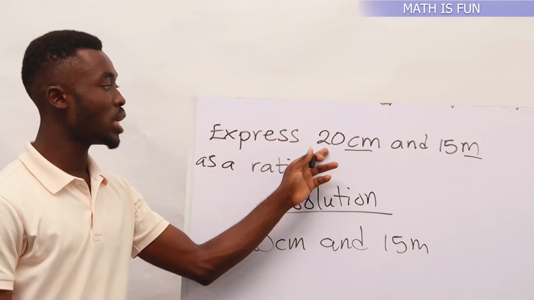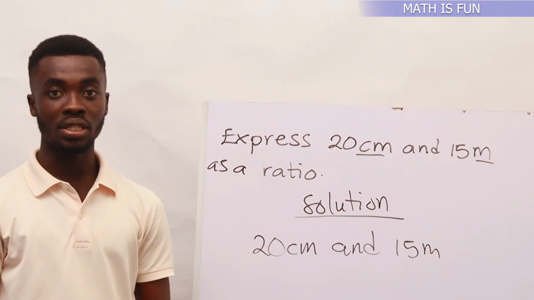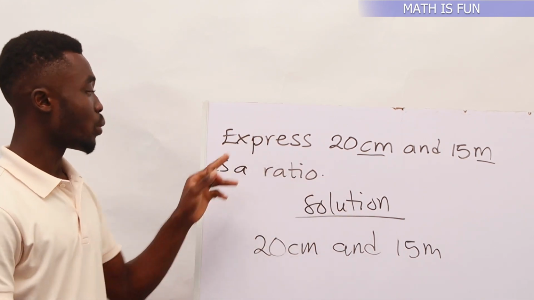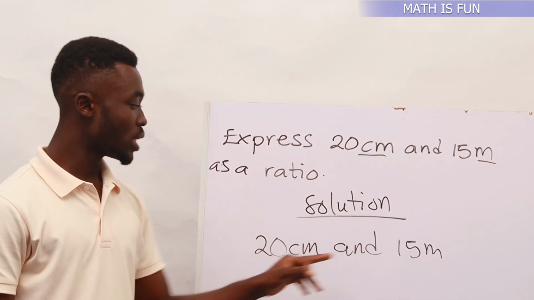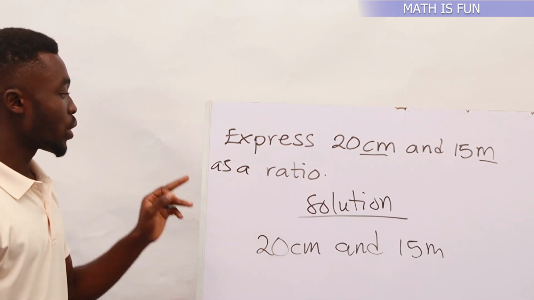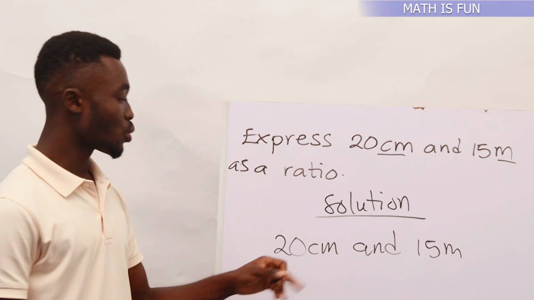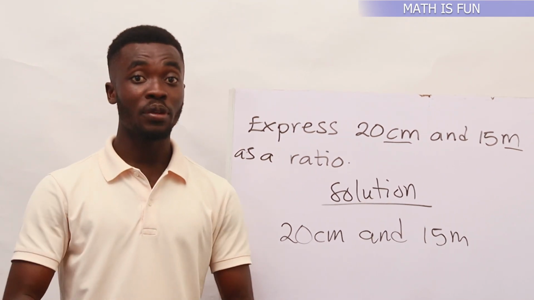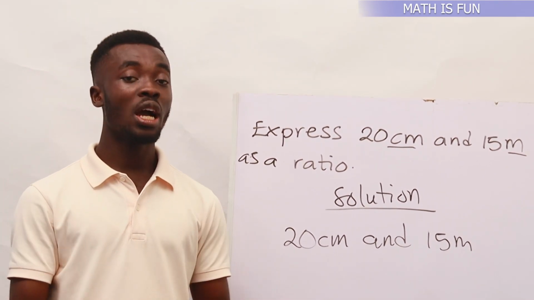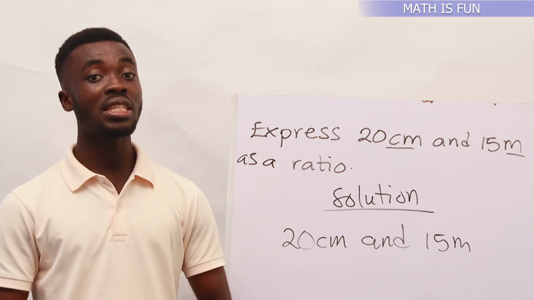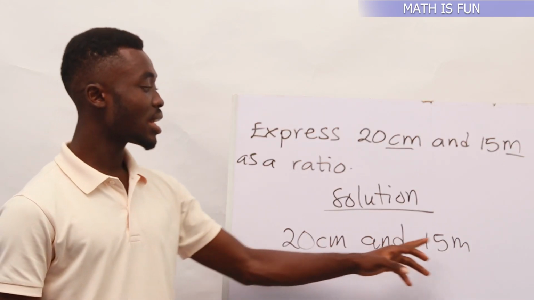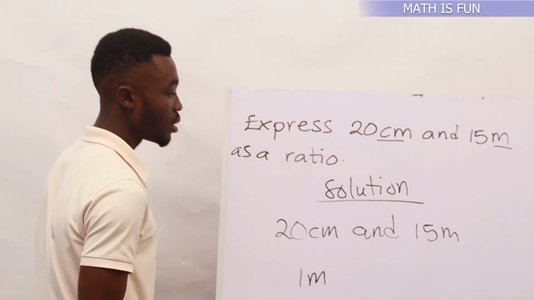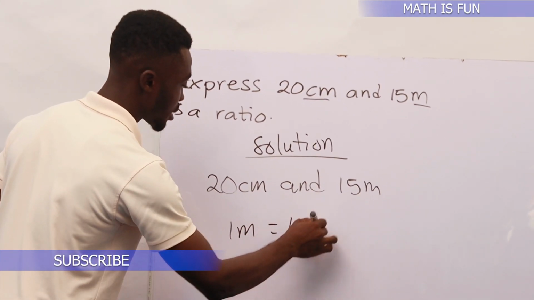These two quantities, which are 20 and 15, have different units. But before we can compare or write them as a ratio, we need to change one of the units to the other. So we are going to change our meters to centimeters. Now, from the beginning of this video, we have learned a special technique that helps us know the unit differences between centimeters and meters. Now, 1 meter is equal to 100 centimeters.